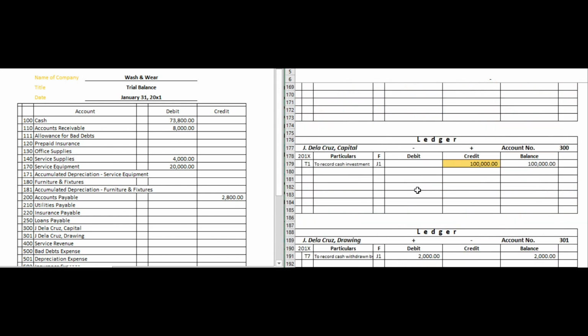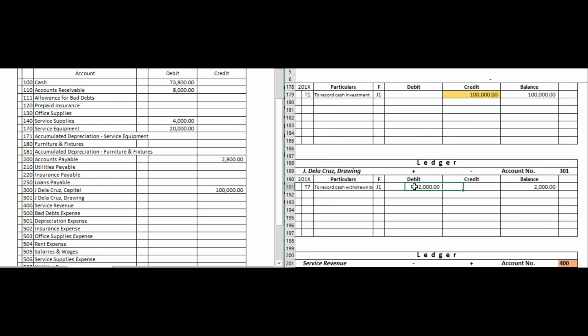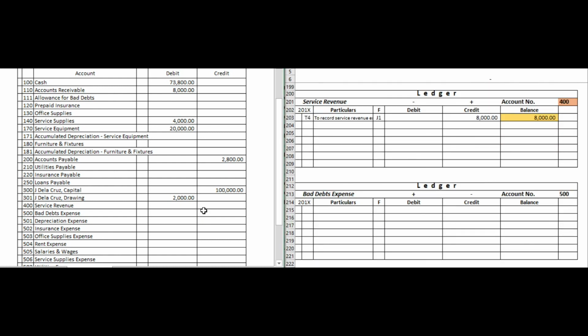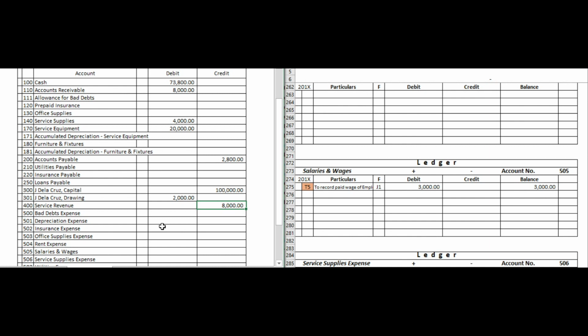No utilities payable. Meron tayong Dracruz Capital. Ayan. Credit of 100,000. Yun yung balance niya. 100,000. And then drawing, debit yung balance niya kasi nasa debit. Usually, normal side ng drawings debit. And we posted on the debit side. So, we have 2,000 drawing. Ayan. And ito yung pinaka-thrill ng accounting. Dapat balance yung trial balance. Next, service revenue. Ito, credit. 8,000. And the last account is salaries and wages, 3,000.